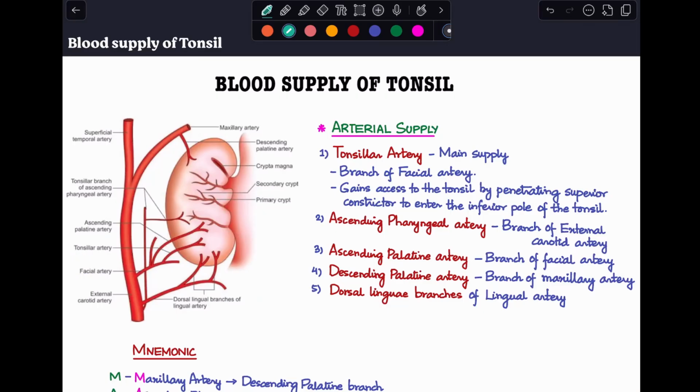Today we'll be discussing a very short note and a very important Viva question, and that is: what is the blood supply of tonsil? Now, we find it very difficult to remember because there are so many arteries supplying the tonsil, but I'll talk about a very easy mnemonic with the help of which you can remember all of these arteries.